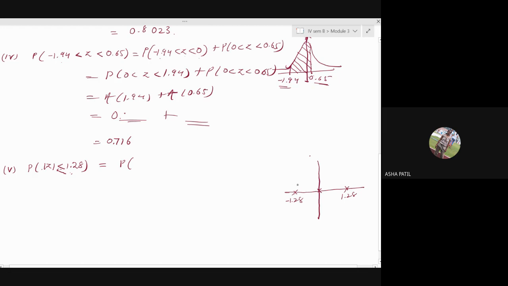So let me draw the normal curve. So we want values from minus 1.28 up to 1.28. How to write this now? With the probability. This is now minus 1.28 less than z less than 1.28. It is equal to, put equal to, otherwise keep it as less than 1. How to find the area now?